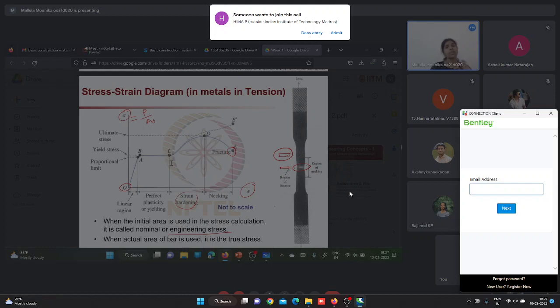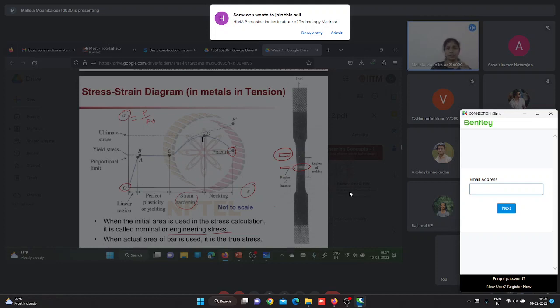And after that, if the material is ductile, instead of going to failure after the plastic region, it will elongate more. It will elongate more with lesser application of load. Even though the load applied is less, the strain will be increasing. So that's why this is known as the strain hardening region.